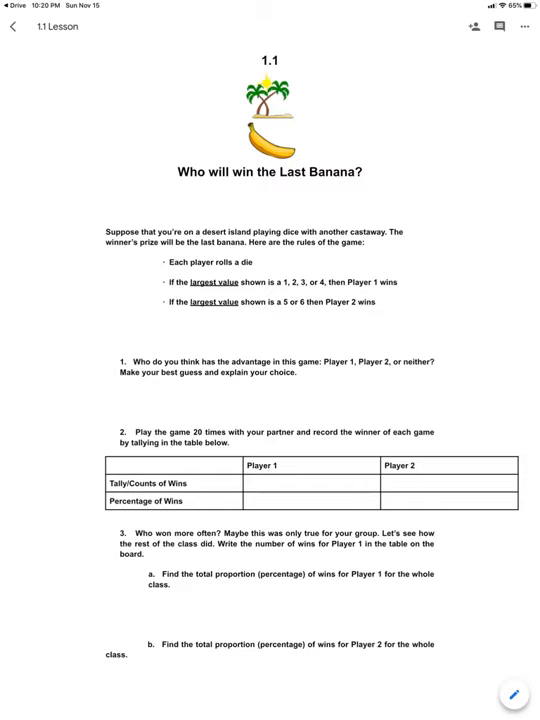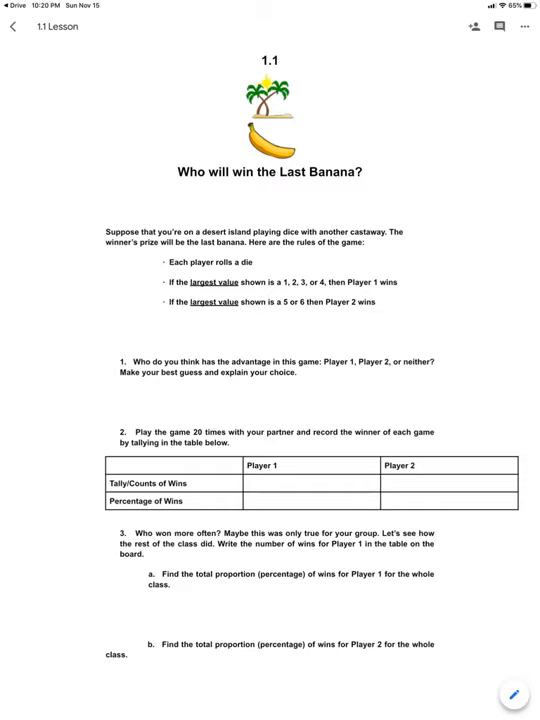Okay, so today we're going to do this thing: who will win the last banana. Suppose that you're on a desert island playing dice with another castaway. The winner's prize will be the last banana. Here are the rules of the game. You roll a die and another person rolls a die. If you get numbers that are 4 or less, then player 1 wins, and if you get numbers that are 5 or more, player 2 wins.